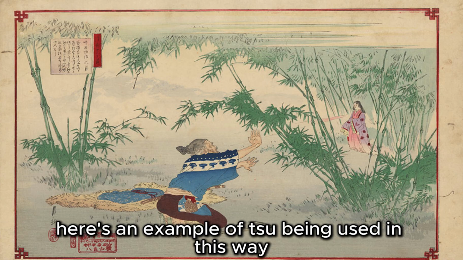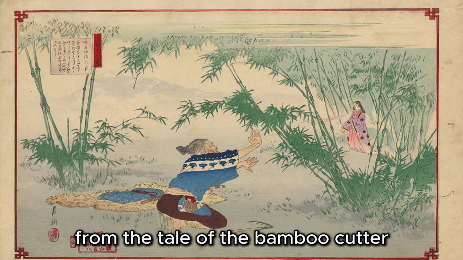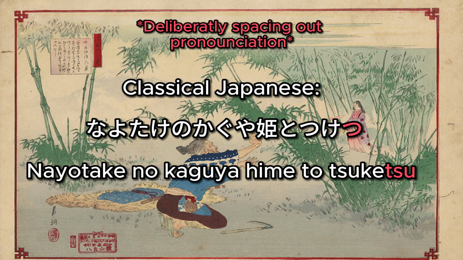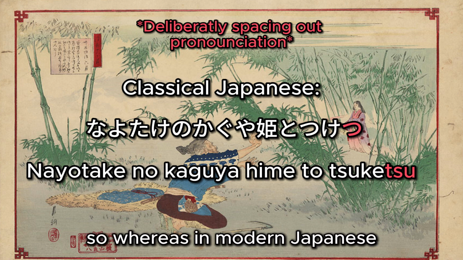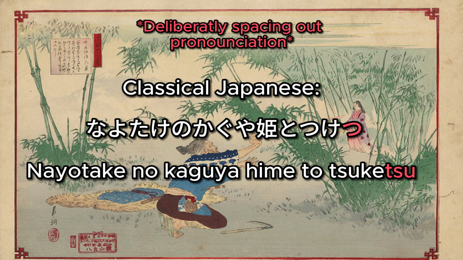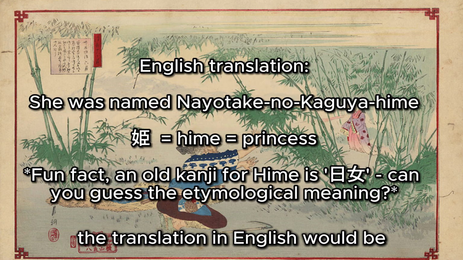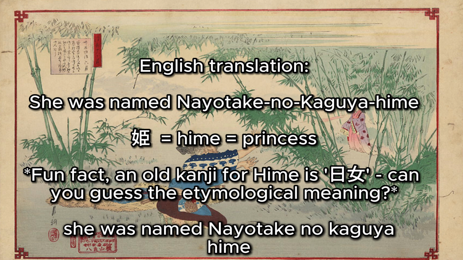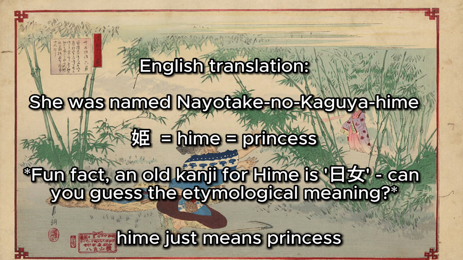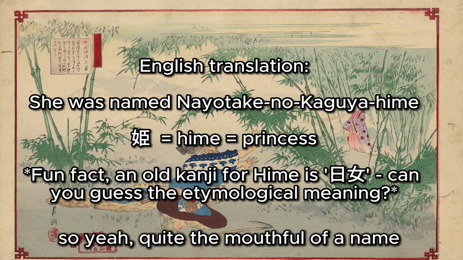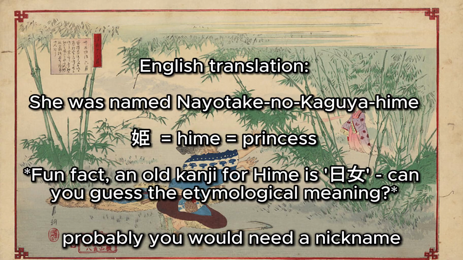Here's an example of tsu being used in this way from the tale of the bamboo cutter. Nayotake no kaguya hime to tsukezu. Whereas in modern Japanese it would be Nayotake no kaguya hime to yu namai o tsuketa. The translation in English would be she was named Nayotake no kaguya hime. Hime just means princess. Yeah, so quite the mouthful of a name. Probably would need a nickname.